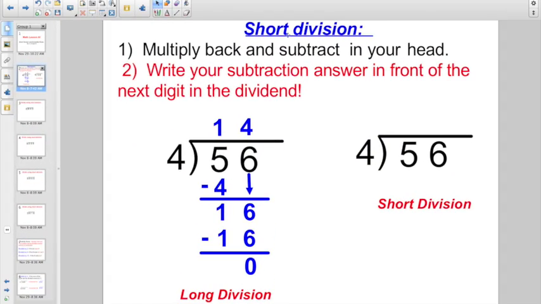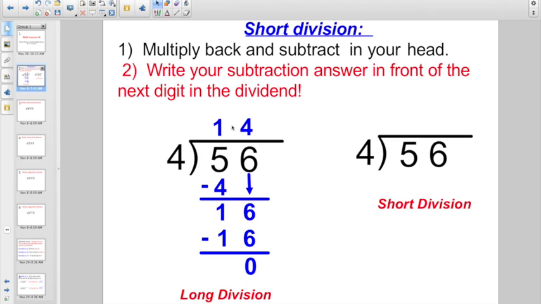So, short division. We all should know how to do long division. Divide, multiply back, subtract, bring down the next number, and repeat if necessary, right? We all kind of have a handle on that. Here's our short division. You want to multiply back and subtract in your head. Write your subtraction answer in front of the next digit in the dividend.